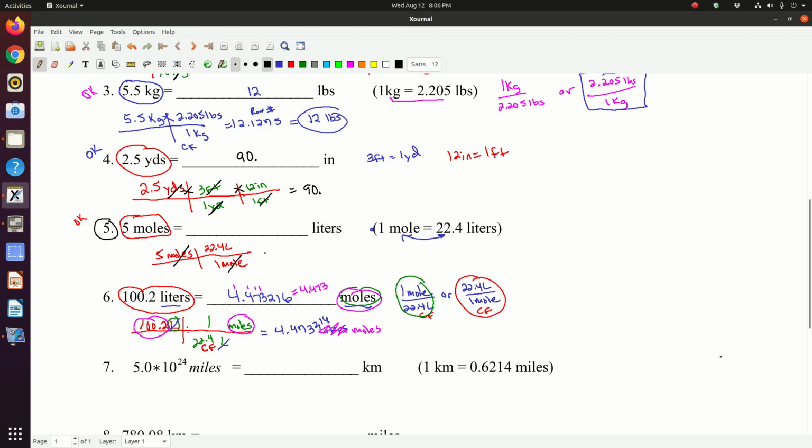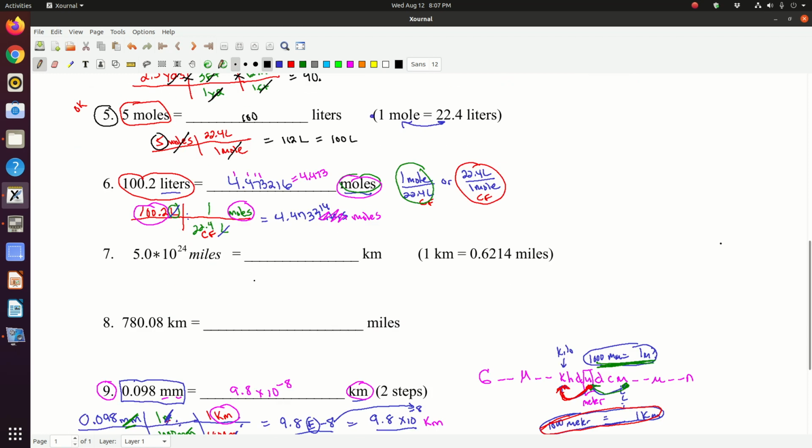Moles and moles cancel. Numerator, denominator. Just multiply 5 times 22.4 and I get 112 liters. And that's the raw number. This only has 1 significant figure, so this would round to 100 liters, and that would be the final answer. It's okay if your sig figs are not correct for this particular exercise. All right, we've done number 6.